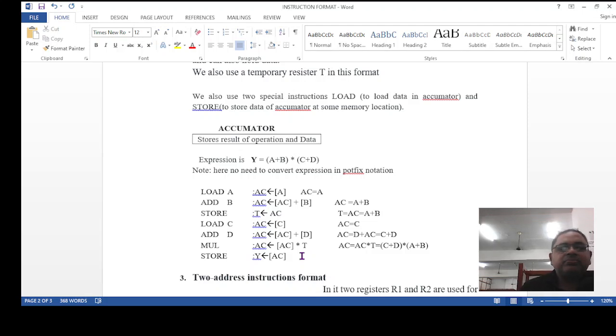Students make the main mistake at this point: how and why we have to use the instruction add B, and what does that mean? Because the meaning of the add instruction is different in all four formats. In all four formats, the add instruction has four different meanings. It adds between two values, but which values are these, that is the point.